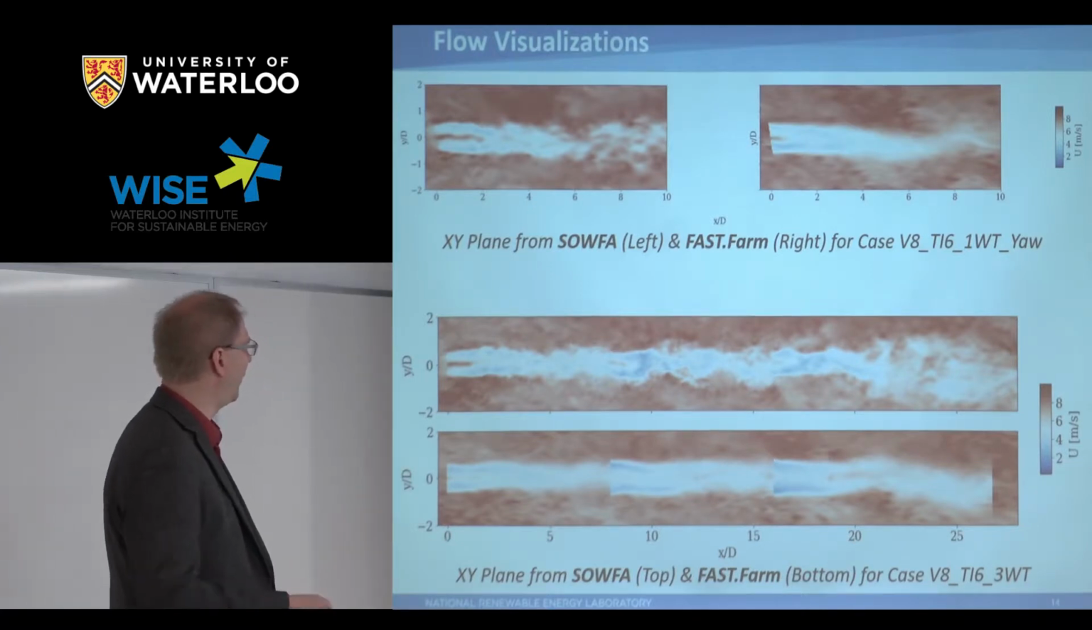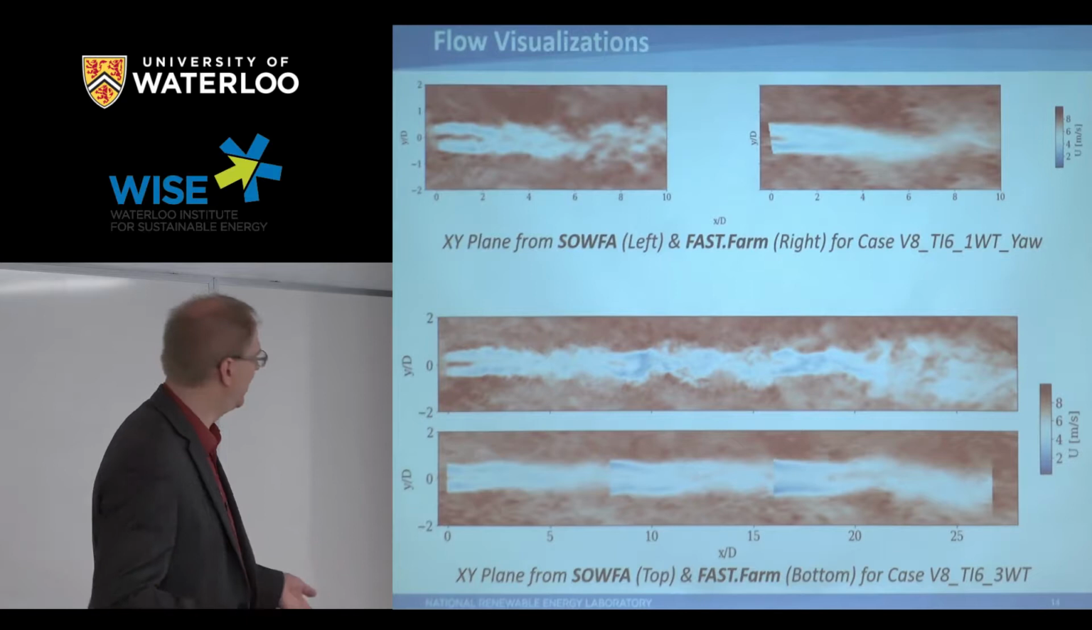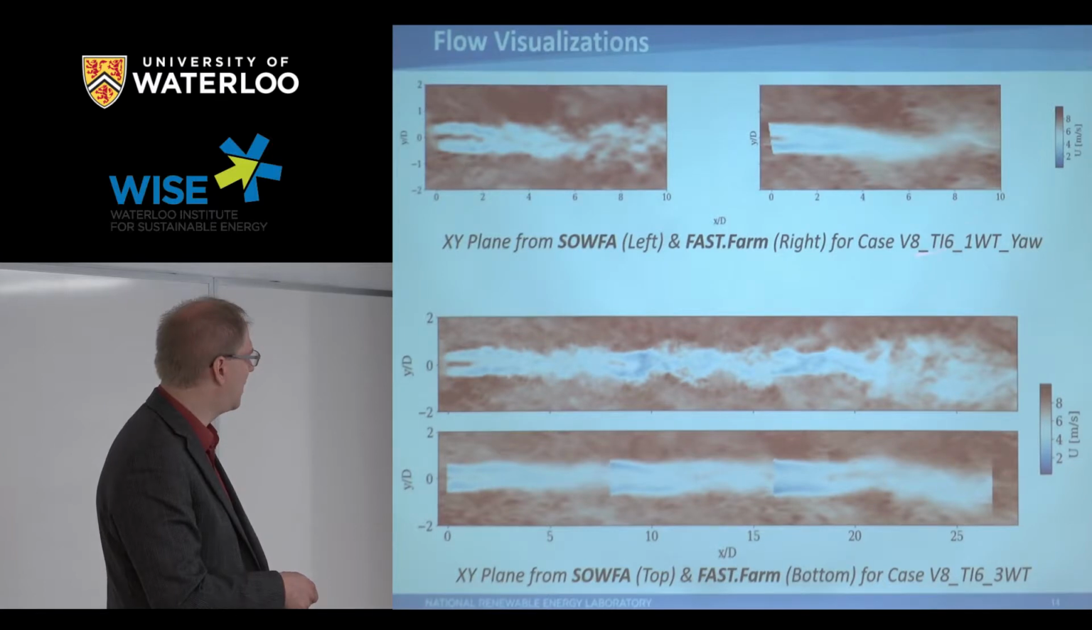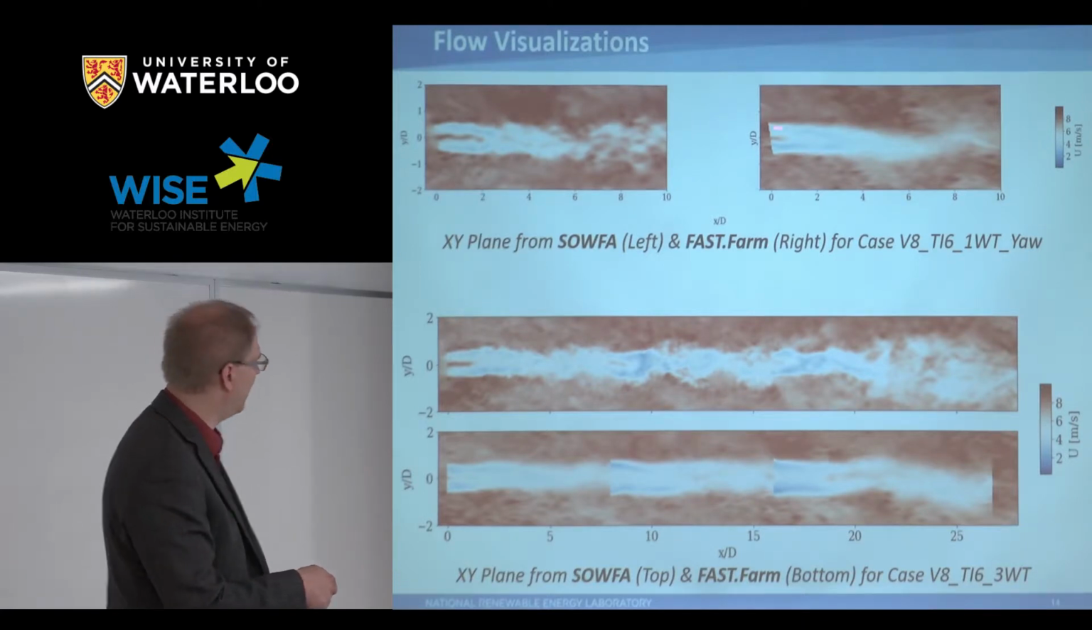So first of all, I'll show some flow viz, just so you can see some ideas of what this looks like. What I have here is for an 8 meter per second case, 6% turbulence intensity, and a yaw angle of 10 degrees. This is showing the SOWFA solution here. That solution took about 2 weeks to generate. And this is the FAST.Farm simulation that takes about real time.